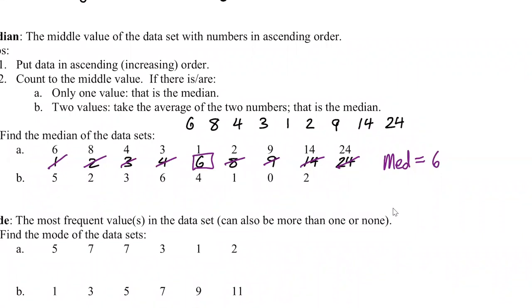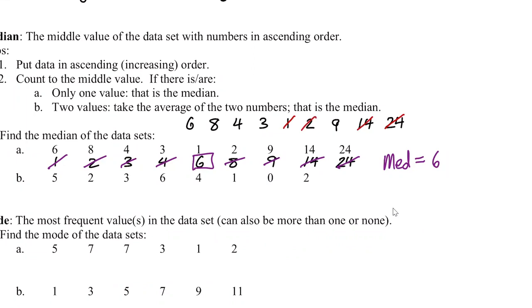So another way I could handle it would be to say, all right, without putting in increasing order or decreasing order, it doesn't matter. What I could do is I could say, all right, what's the smallest number? 1. What's the largest number? 24. So cancel the 1 with 24. Out of what remains, what's the smallest number? 2. What's the largest remaining number? 14. So cancel the 2 with the 14.